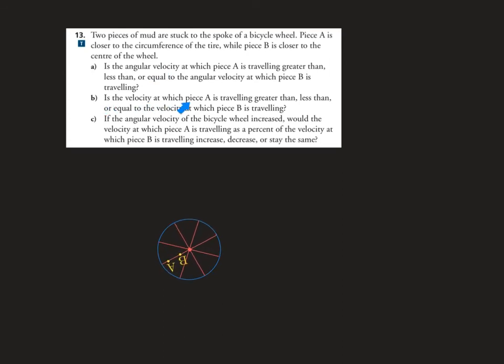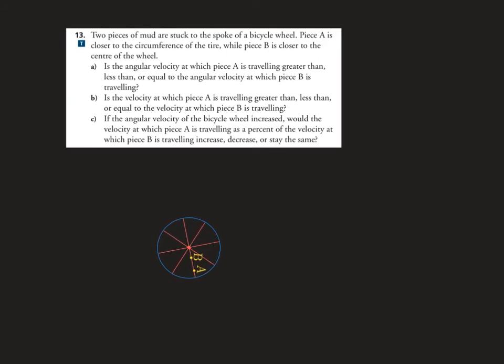Is the velocity at which A is traveling greater than, less than, or equal to the velocity of B? Well, since A is on the outside, imagine running around a track in the outside lane or on the inside lane. You're going to do less distance if you're on the inside. So B is doing less distance. So the velocity at which A is traveling is greater than the velocity that B is traveling. That's the actual velocity, so distance covered.